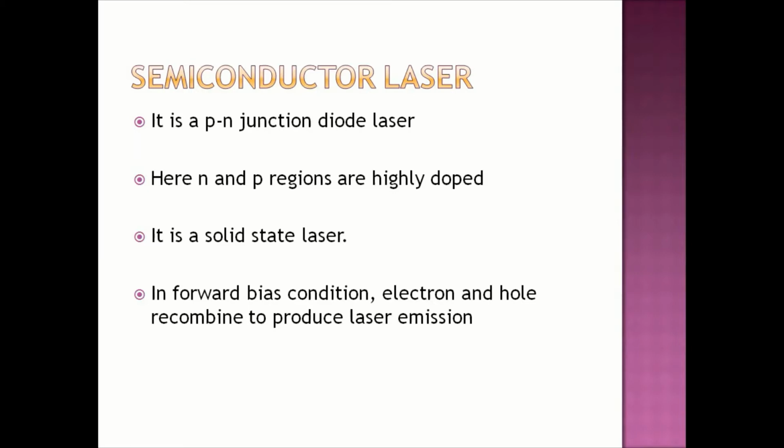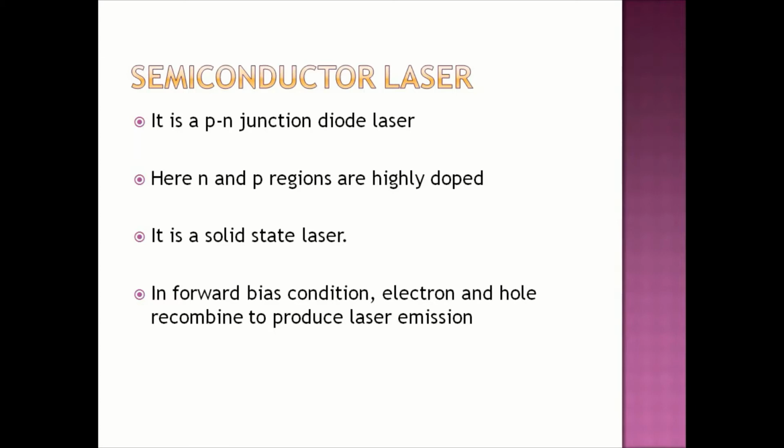Doping is a process of adding some impurities to the p-type and n-type material so that its conductivity can be increased. Here we are using n and p-type material that are in solid state, hence it is a solid state laser. Here n and p regions are heavily doped. The basic principle behind semiconductor laser is, in forward bias condition, electron and hole recombine to produce the laser emission.